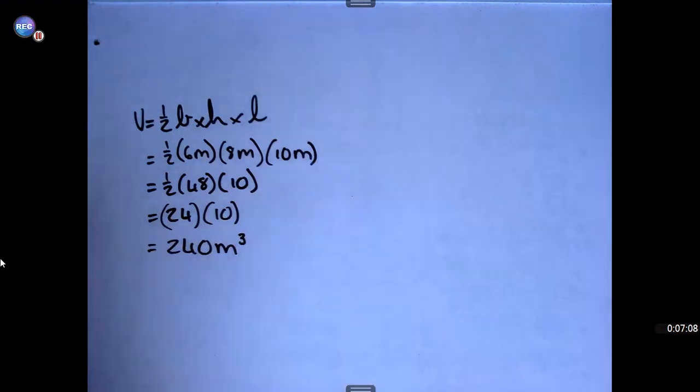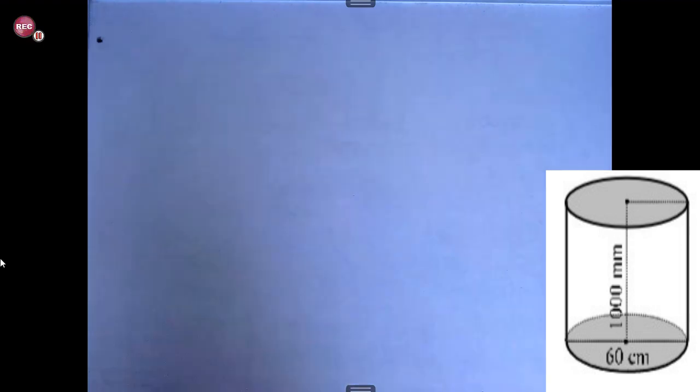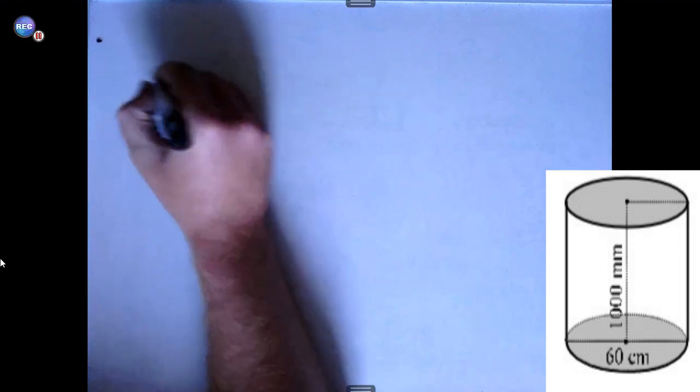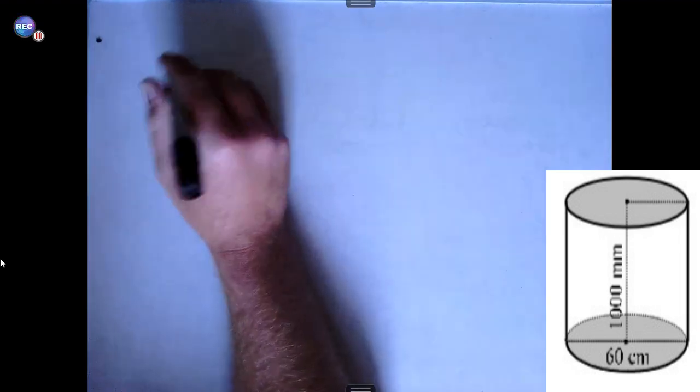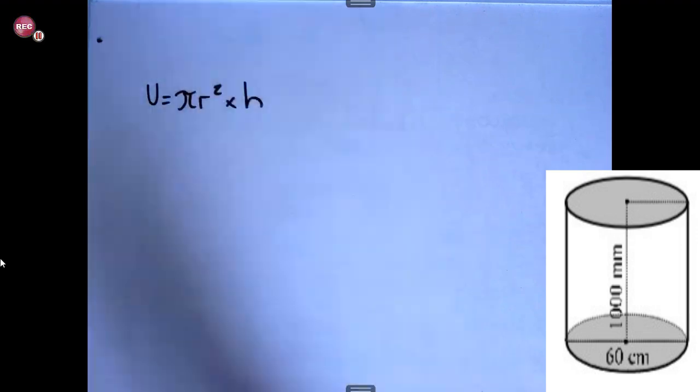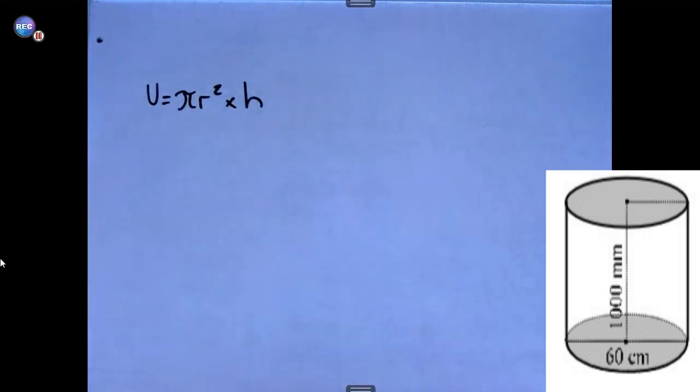Okay, moving on to the final type of prism that you might have had to work with in your paper, which is the cylinder. Now, to calculate the volume of a cylinder, you need to understand that this is the standard formula. Its volume is equal to pi times radius squared times the height. That is the standard formula for the volume of a cylinder.